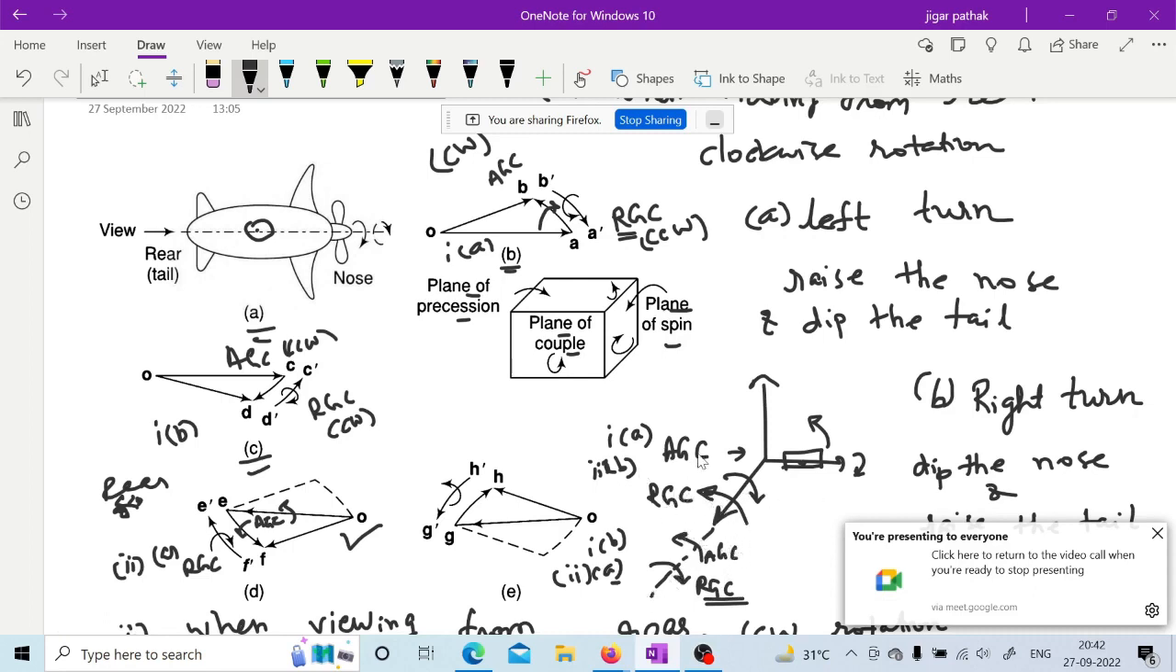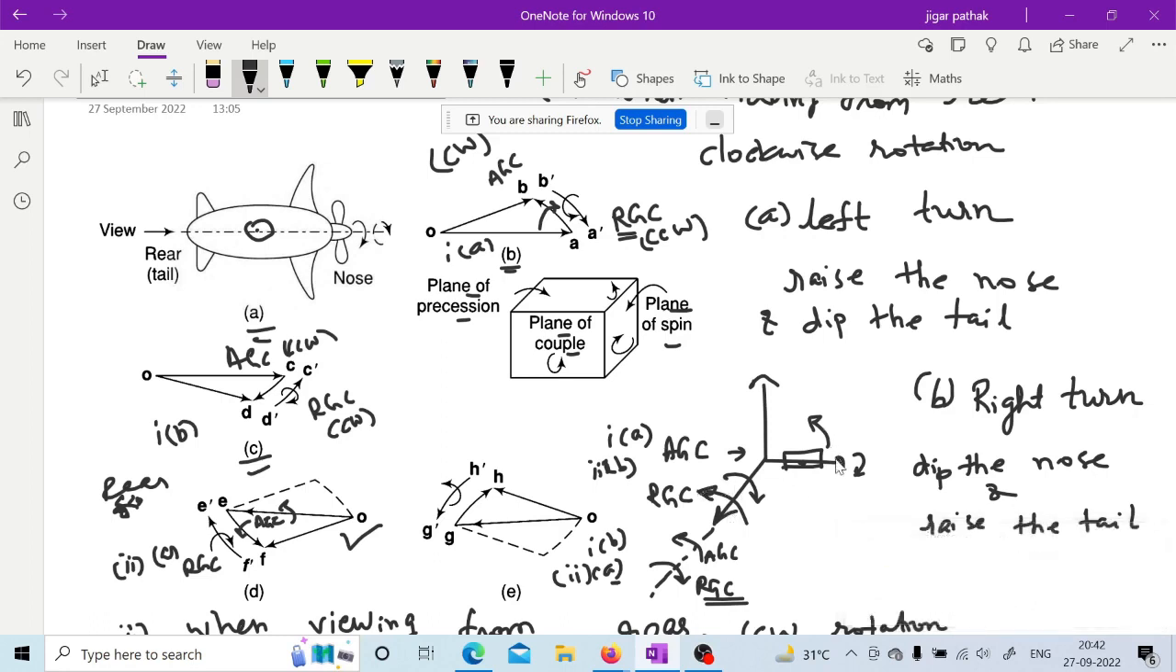See here, in case of this 1A, what we have discussed is active gyroscopic couple is in clockwise direction, reactive is in anti-clockwise direction. So it will try to up the nose, right? Similarly, for 1B or 2A, it is the opposite.